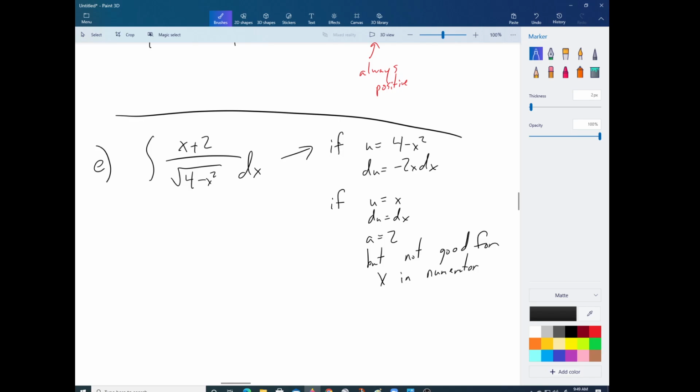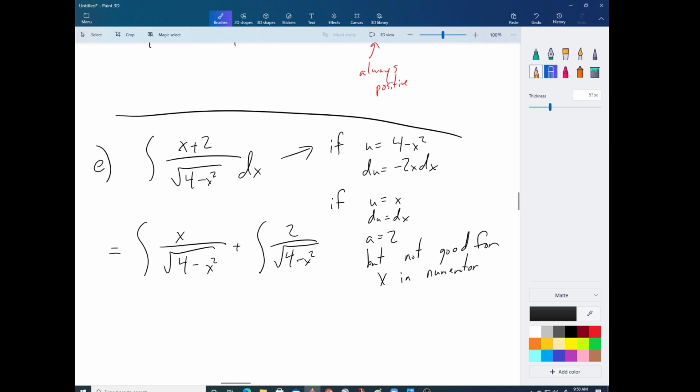So let's use both rules. Remember, you can always split a numerator. You can never split a denominator. So it is absolutely a legal move to do this. But don't do what I just did. Remember to put your dx on each of them and give them each their own integral.